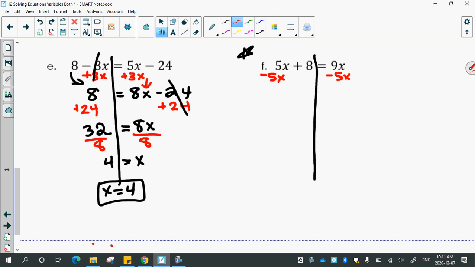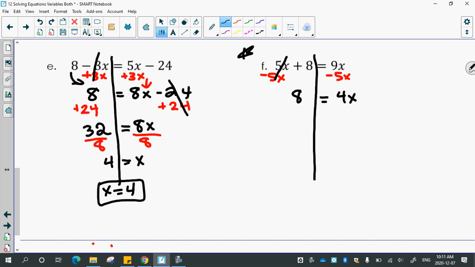So I've got my zero pair here. So I've got 8 left on this side. And 9x minus 5x is 4x. So I've still got something on each side of the equals. I don't want it ever to happen where I've got nothing on one side.